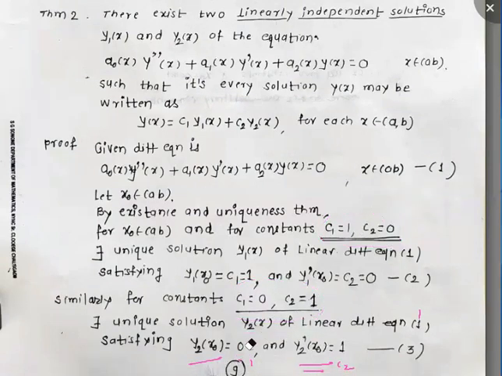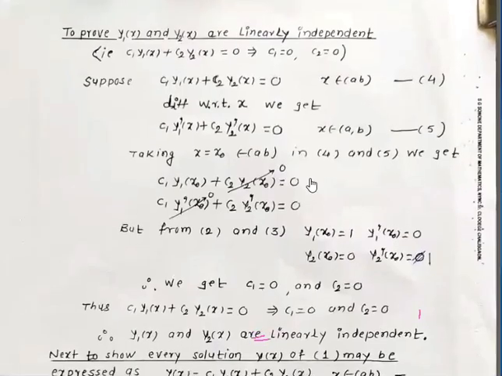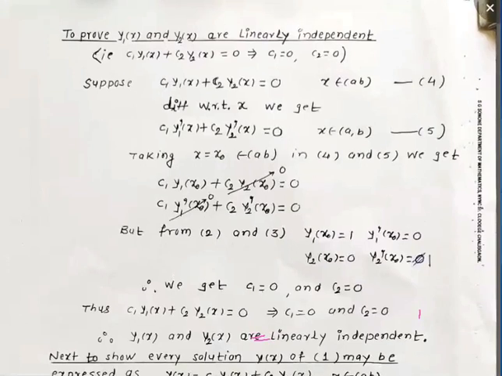So we have applied the existence and uniqueness theorem for two sets of constants. Here the two constants are 1 and 0. Here in the second solution the two constants are 0 and 1. Now, first part: let us prove that y1(x) and y2(x), which we have just written, are linearly independent solutions.